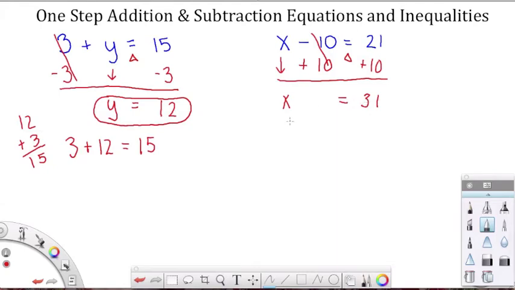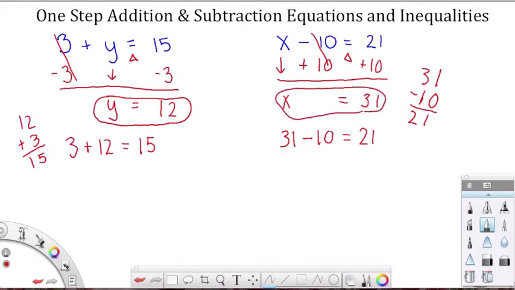Let's test it though. Let's evaluate. So we're going to substitute the x with 31. 31 minus 10. Yeah, the mathematicians, we know it's going to be 21. Let's stack it right over here. 31 minus 10. Okay, 1 minus 0 is 1. 3 minus 1 is 2. Yep, this is true. So our solution is x is equal to 31. When x is equal to 31, this equation is true.